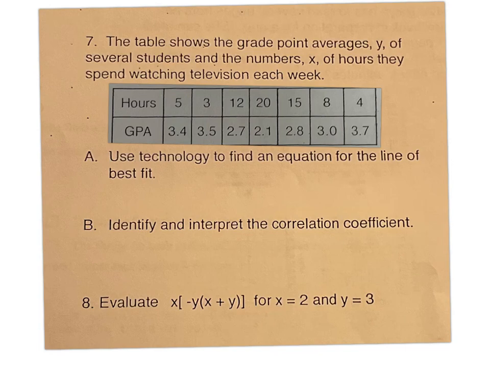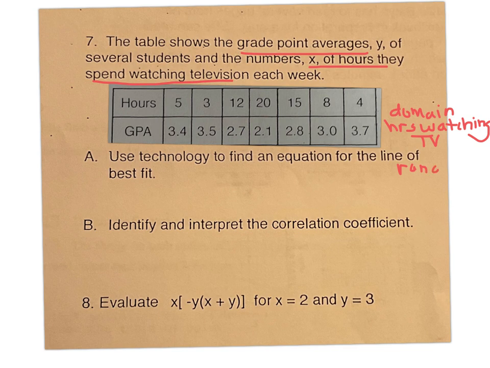The table shows the grade point averages Y of several students and the numbers X of hours they spend watching television each week. So first of all, let's look at this information. Our domain, our X, is the number of hours they spend watching TV. So the domain is hours watching TV. And our output is grade point average. So Y, or our range, is our GPA, grade point average.